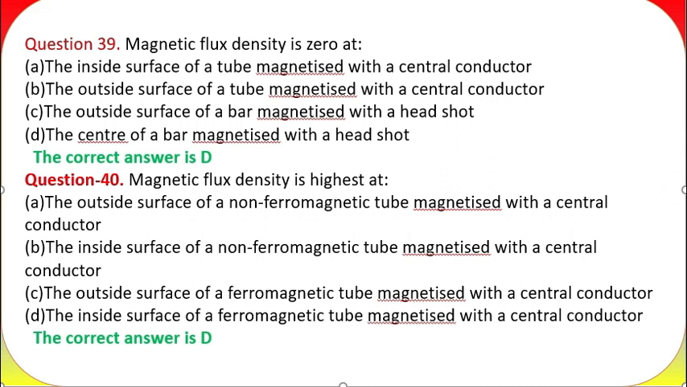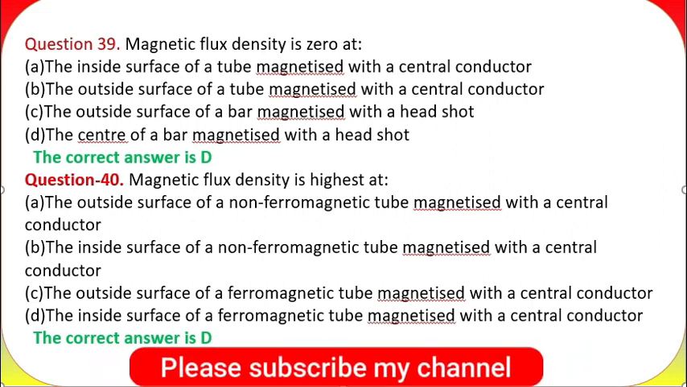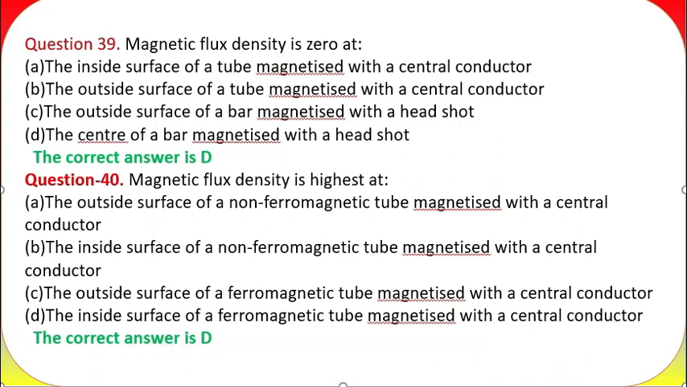Question 40. Magnetic flux density is highest at A. The outside surface of a non-ferromagnetic tube magnetized with a central conductor. B. The inside surface of a non-ferromagnetic tube magnetized with a central conductor. C. The outside surface of a ferromagnetic tube magnetized with a central conductor. D. The inside surface of a ferromagnetic tube magnetized with a central conductor. The correct answer is D.